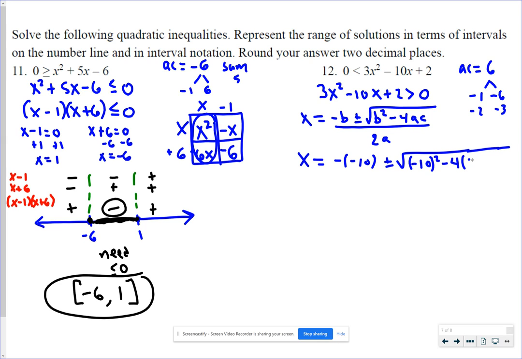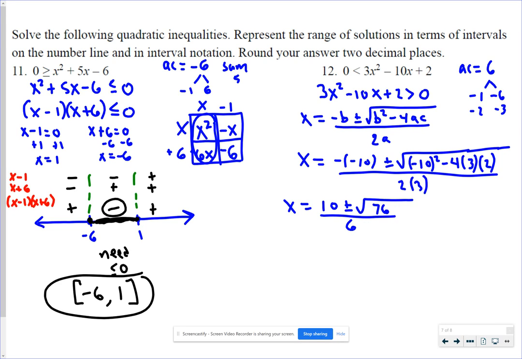Okay, -4, or subtract 4 times a times c. A is 3, c is 2. All over 2 times 3. Okay, we're going to do some simplifying. We get 10 plus or minus the square root of. That discriminant is going to be 100 take away 24, which is 76. Grab your calculator, do the calculations. We get 76 divided by 6.